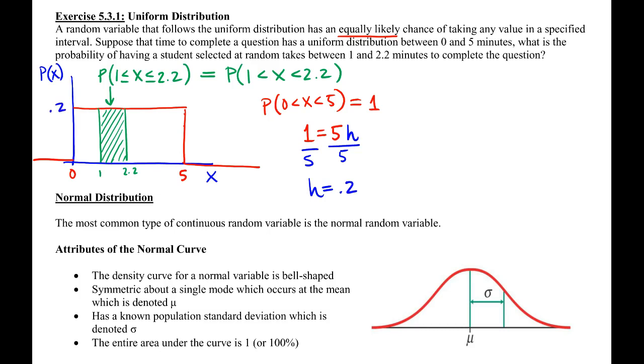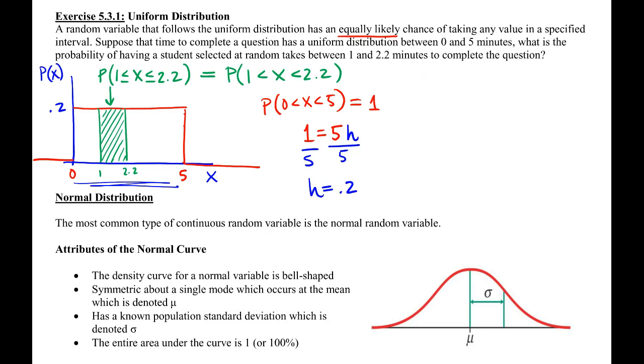That does not mean there's a 20% chance of taking 1 minute, 2 minutes, 5 minutes, because remember, each of these different values has a probability of 0 because there are an infinite number of possibilities between 0 and 5. So the probability of any one value is approximately 0. That's why we're only going to look at regions under the curve. So throwing that out there.